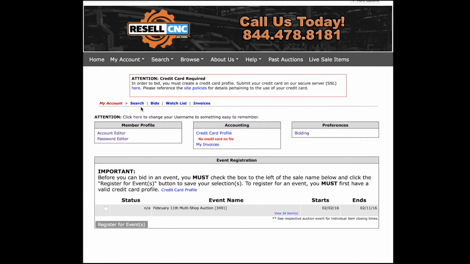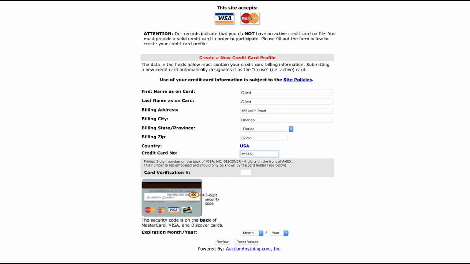Under Credit Card Profile, type in your credit card information. Registration is free. Please note, we only accept Visa and MasterCard. Credit card entry is a verification of identity to prove that you are real and not an automated system.